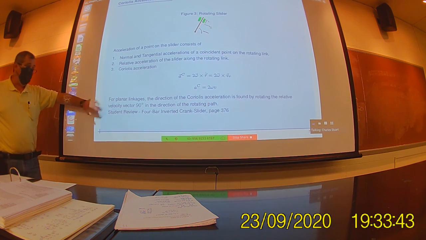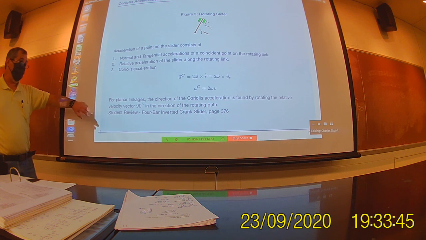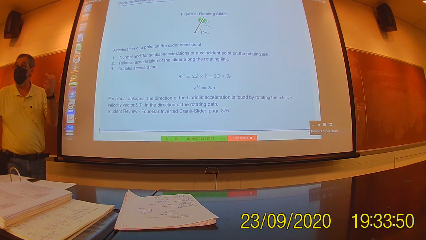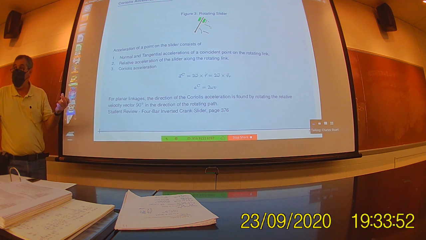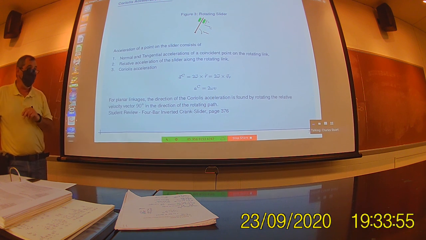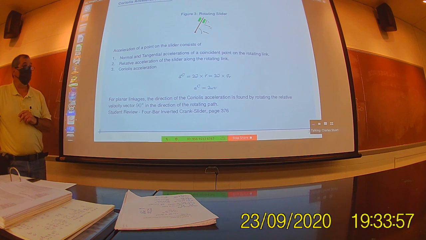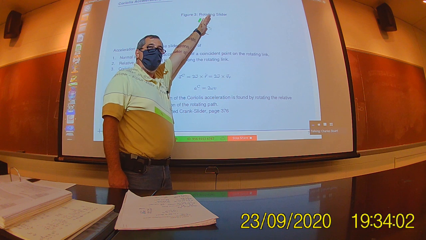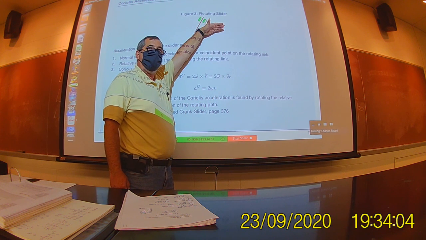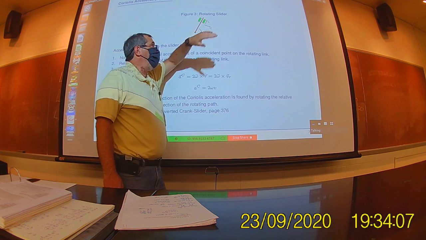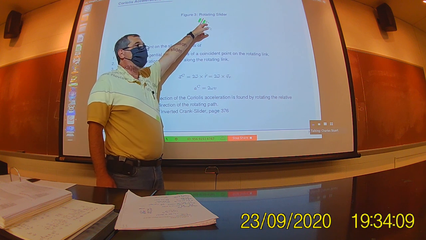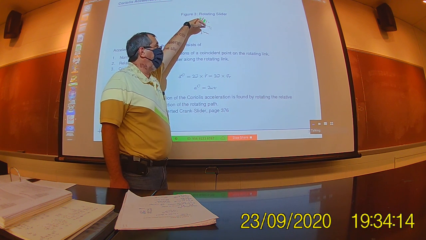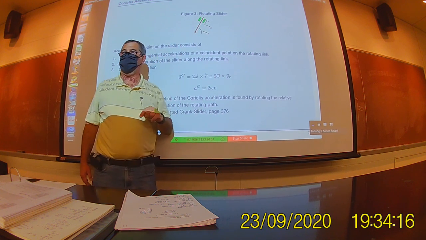For planar linkages like this, we can find the direction of the Coriolis acceleration by rotating the relative velocity vector between the sliding link and the rotating link 90 degrees in the direction of the rotating path. So, if this link is rotating clockwise, we can rotate that relative velocity, with the slider going this way, 90 degrees into the path. This is the direction that the Coriolis acceleration would take.